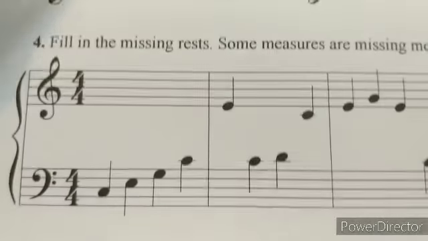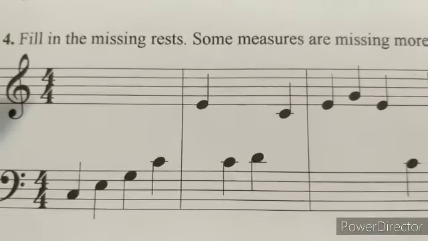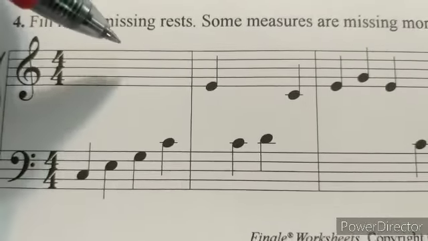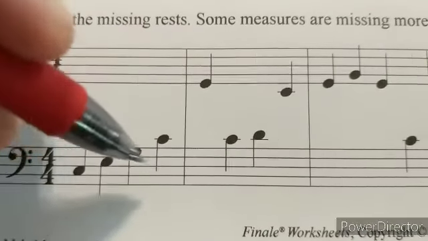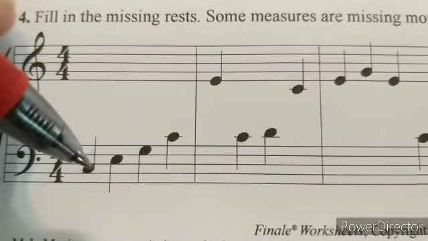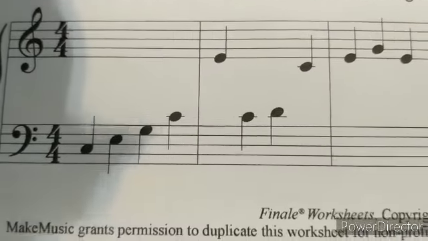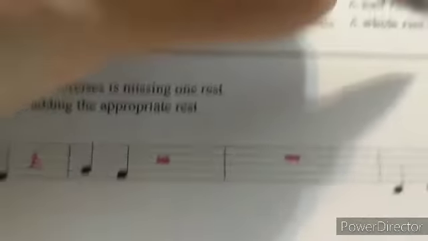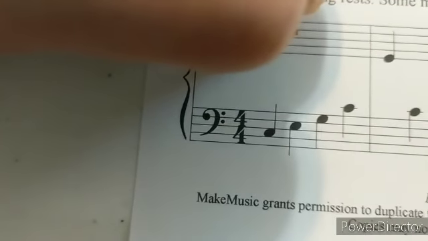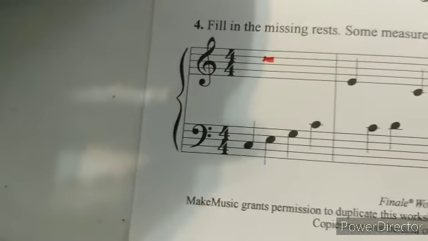Now, when we're dealing with the grand staff, this can be a little tricky because we have 2 measures together. But each one of them has to have their own set of 4 counts here. So we have no counts in this measure right here. So that means that we're going to go up here and we're going to use our whole rest to fill this in. Just like that, we've got a whole rest.